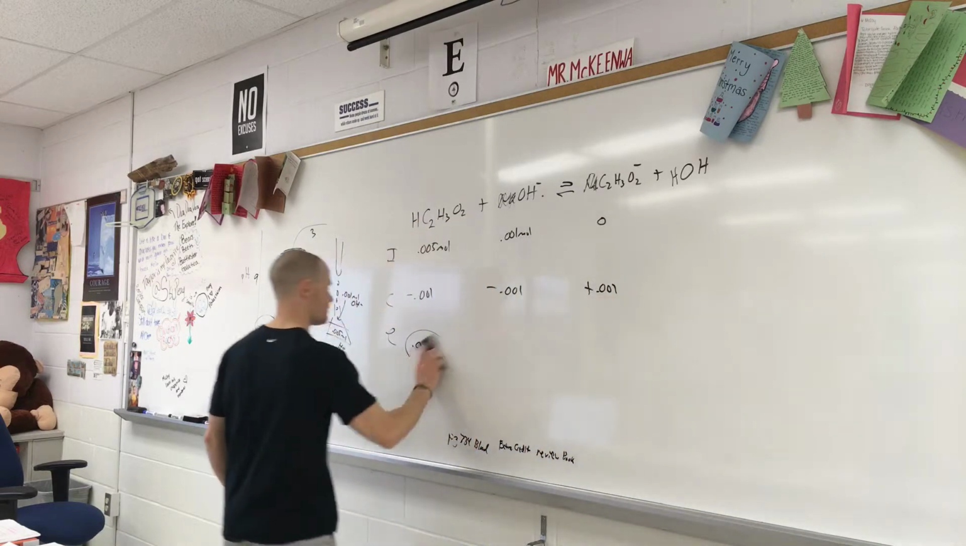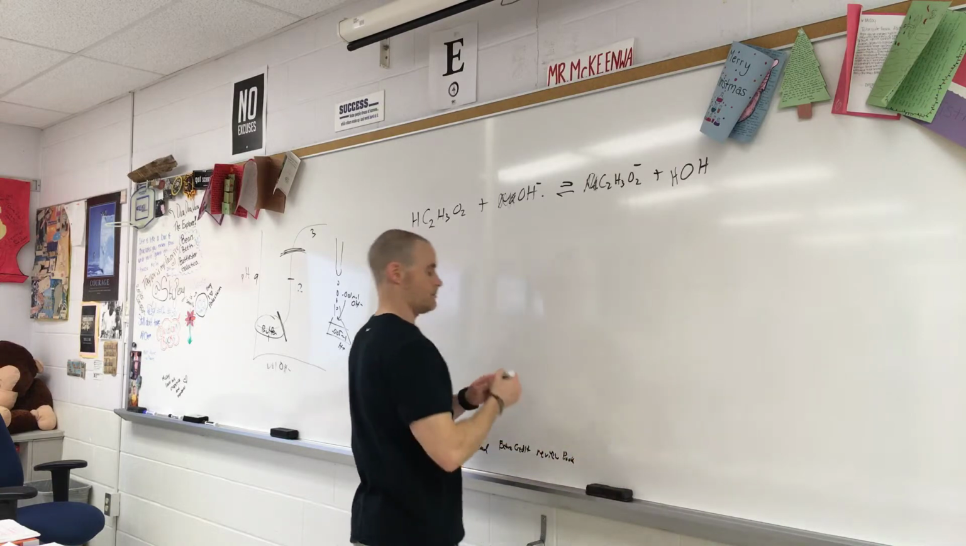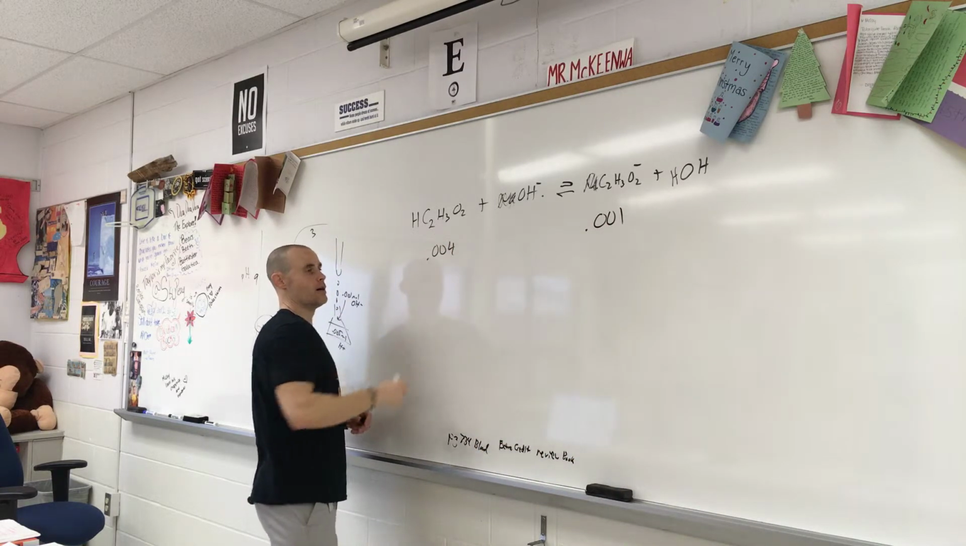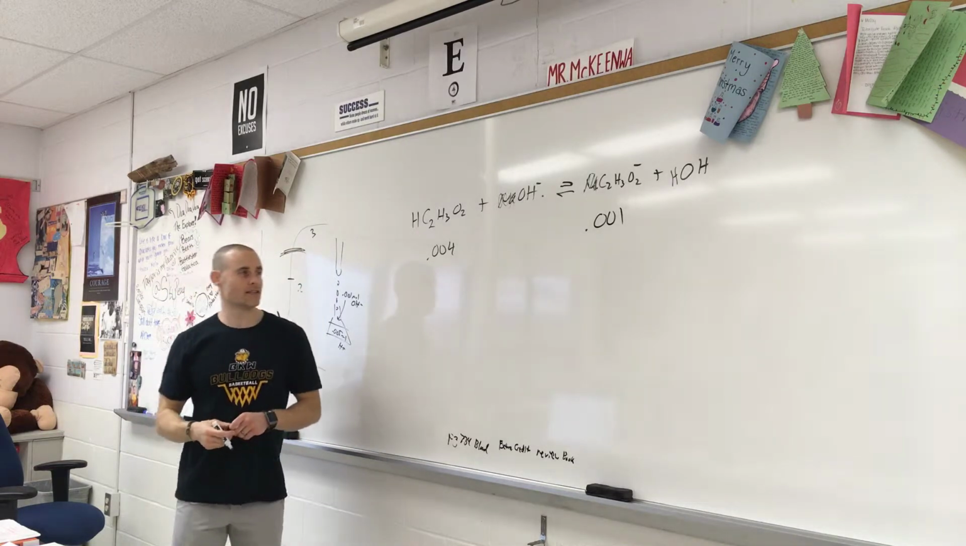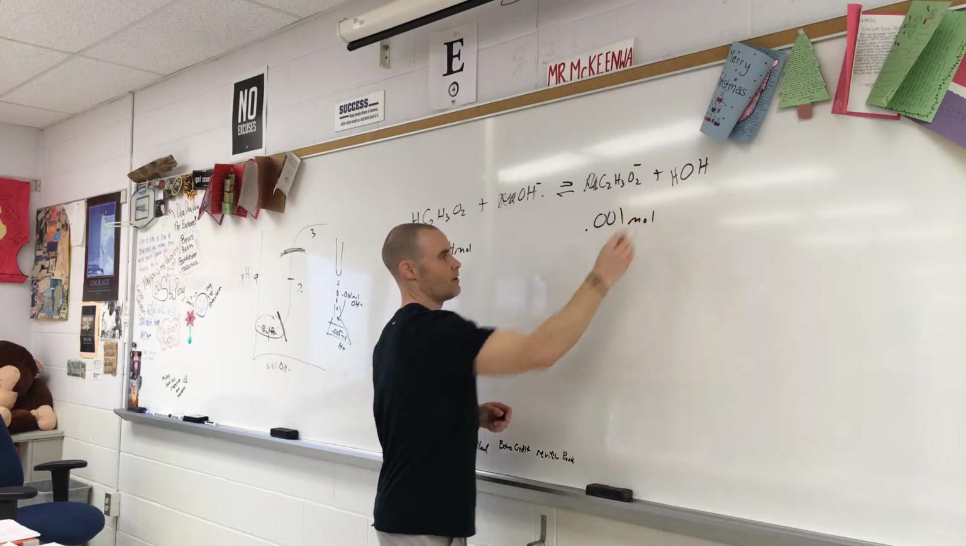Okay. What'd you guys get? 4.14. So this was 0.001, this is 0.004. Now, technically, you're supposed to convert this to concentration, but you don't have to.